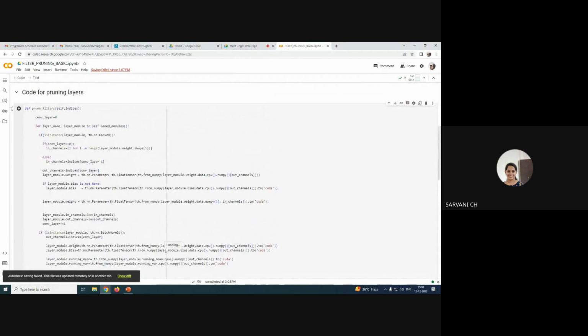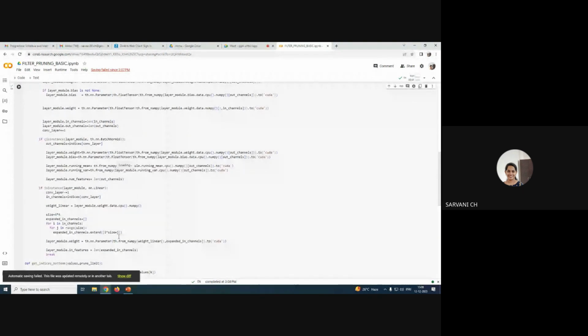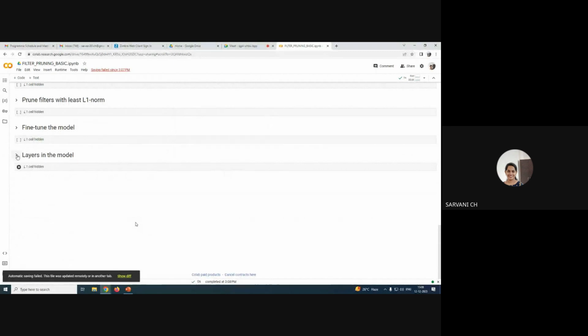In this code, we are mainly pruning filters from the convolutional layers. When a convolutional layer is followed by a batch norm layer, the same indices which we are pruning in the convolutional layer must be pruned away from the batch norm layer as well. In this code, we are not going to prune the fully connected layer, but if you see from the architecture, whenever we prune convolutional layer 2, the input to the fully connected layer is affected. So we are just modifying the input of the fully connected layers. We are not pruning the fully connected layers. In this code, we are pruning only the convolutional layers.